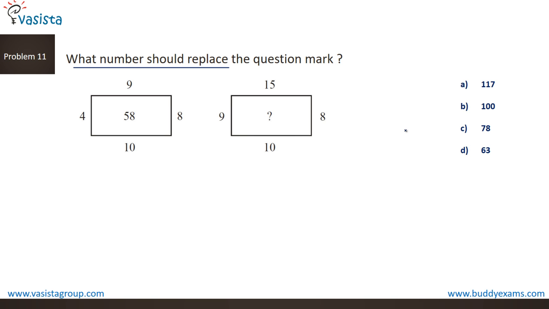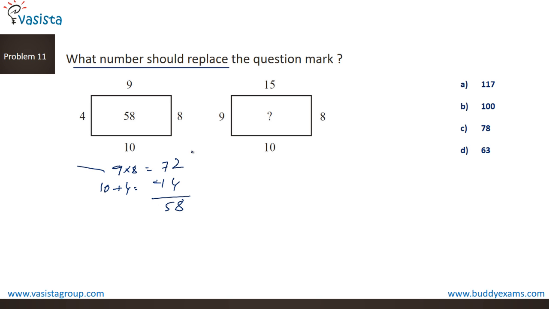Let me go with the 9 8s. So 9 into 8 is going to be 72. 10 into 4 is 40, which is not possible. 10 minus 4, 10 plus 4, 14. So 10 plus 4 is going to be 14. If I subtract, 58 I will get.